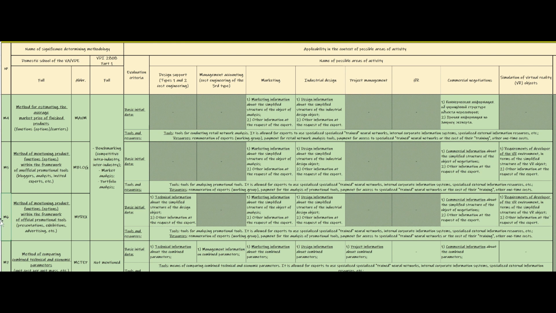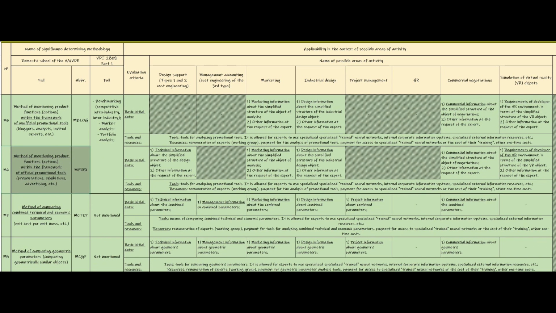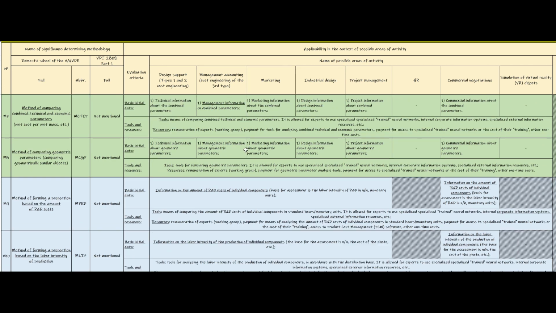M6. Method of mentioning product functions, options within the framework of official promotional tools: presentations, exhibitions, advertising, etc. The methodology considers functions in the official promotional tools of the product manufacturer: advertising, promotion, PR, public relations, exhibitions, publications, direct mail advertising, personal contacts, personal sales, personal promotion, consultations, training, etc.